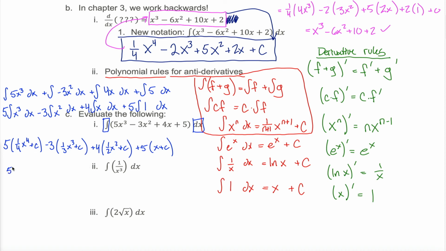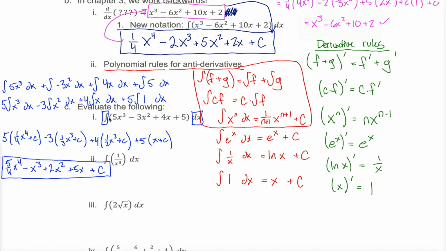What I'm saying is I could make my final answer, and this is what everybody does, 5 times 1/4 x to the 4th, in other words, 5/4 x to the 4th, minus 3 times 1/3, which is just 1 x to the 3rd, plus 4 times 1/2, which is just 2 x squared, plus 5 times x, plus some constant c. You don't have to tack on the plus c's in each of these different terms. What you can do instead is leave all of these out and just remember at the very end to tack on a plus c, because the plus c represents any constant you want.